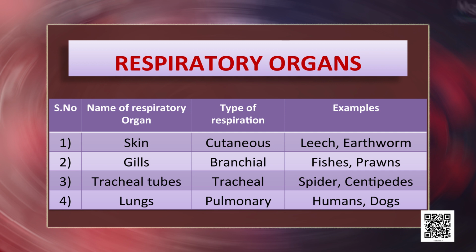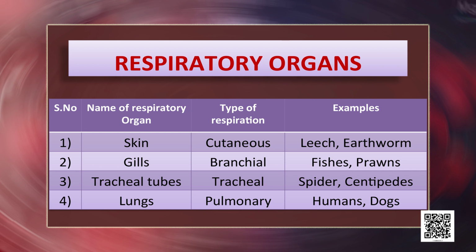This type of respiration is called cutaneous respiration. In case of fishes and prawns, gills are the respiratory organs by which exchange of oxygen and carbon dioxide occur. This type of respiration is called branchial respiration.